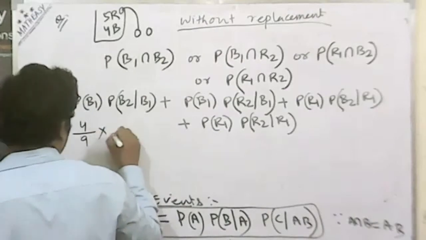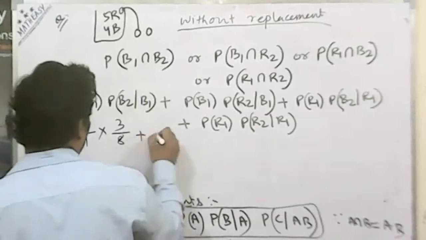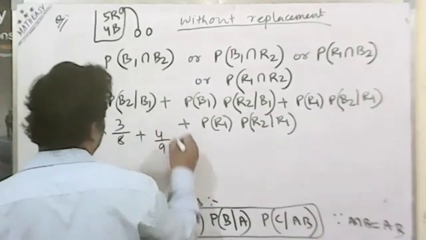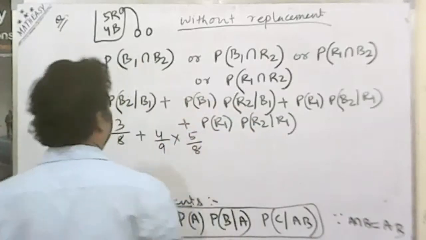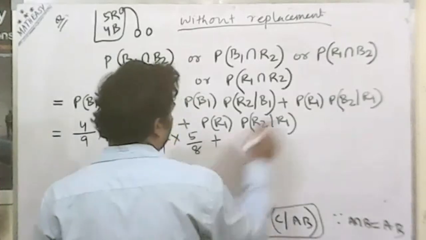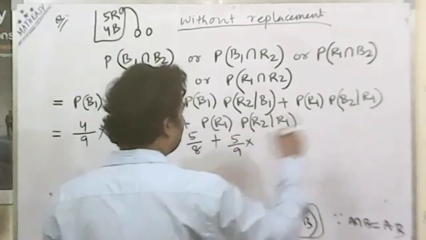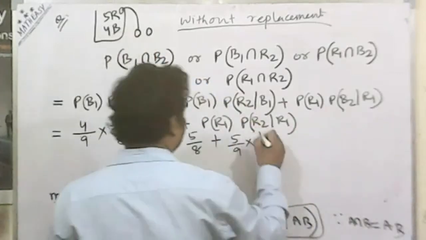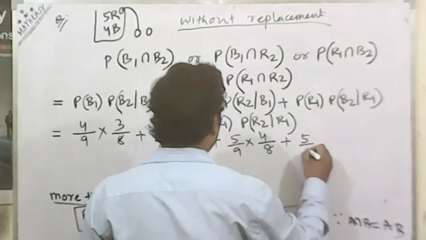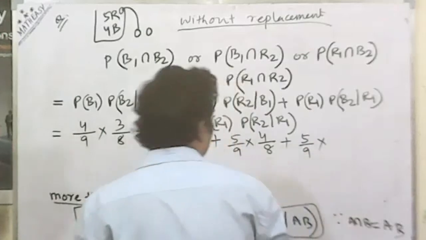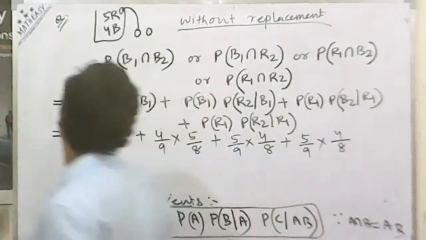So that's why one less, then black also one less. Suppose black 4/9, then red 2 means 5/8. Similarly, red 1, that is 5/9. Then black 2, that means 4, so 4/8. Then red 1, that is 5/9. Red 2, that is equal to 4/8.